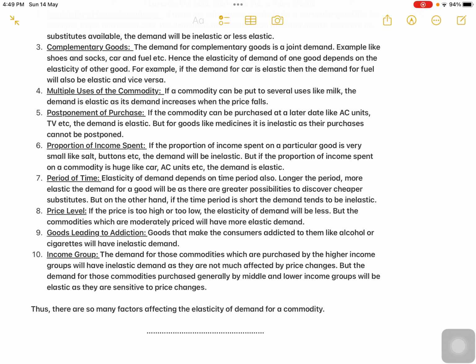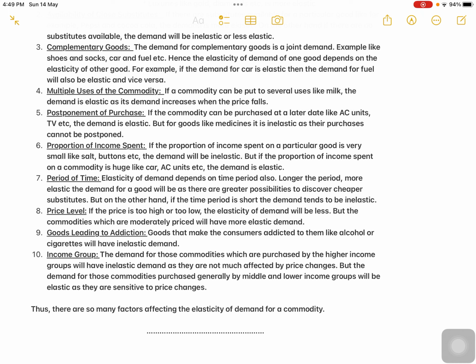Say if the person is spending some 30 lakhs to purchase a car, if the price increases to another 32 lakhs, 33 lakhs or 35 lakhs, he is not going to bother, isn't it? So if the price is too high or too low, the elasticity of demand will be less. But the commodities which are moderately priced will have more elastic demand.